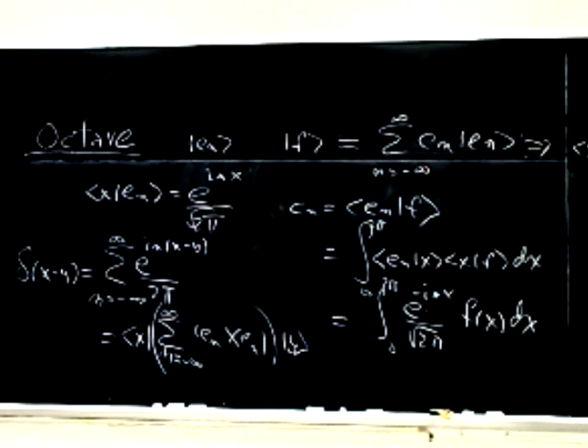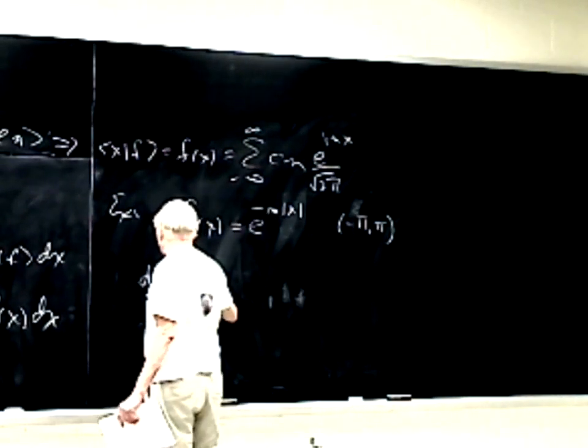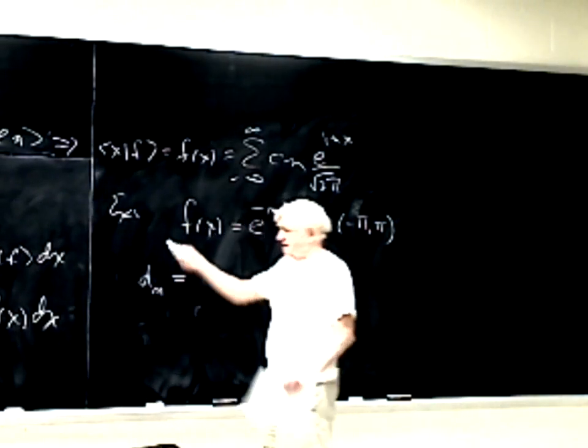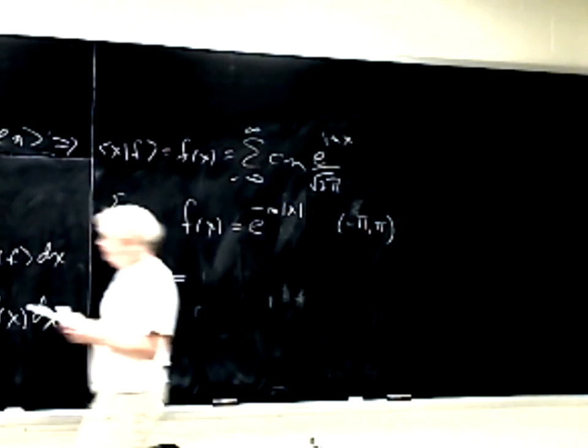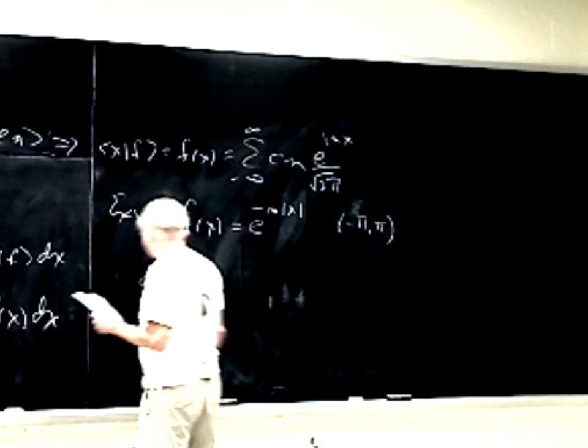So the example that I'm going to do is the function f of x equal to e to the minus m times the absolute value of x, where m is just some real number. And we're going to use the interval minus pi to pi. So in this case, we have these coefficients d n. I'm using d instead of c to emphasize that we're going to have a 2 pi here rather than the square root of 2 pi.